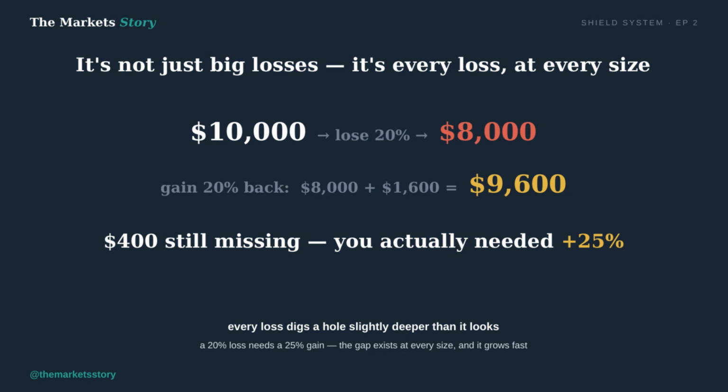Take a $10,000 account and lose 20%. You're at $8,000. Earn 20% back. That's only $1,600, taking you to $9,600. $400 still missing. To truly break even, you needed 25%, not 20. Every single loss, at every size, digs a hole slightly deeper than it looks. And the deeper the hole, the faster that gap explodes.